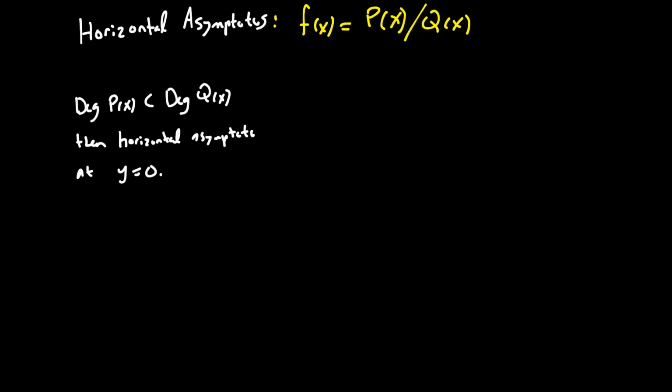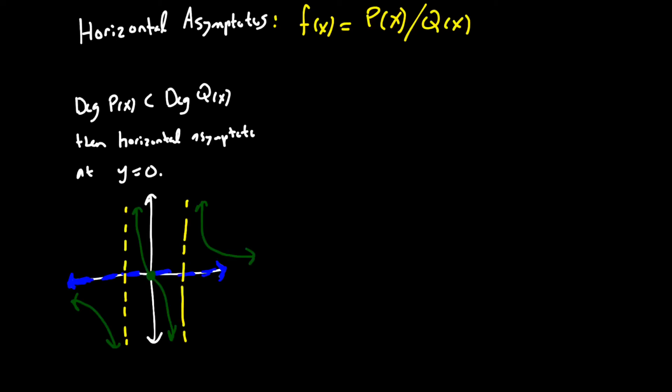An example of a horizontal asymptote at y is equal to 0 can be seen below. Note quickly that the graph of a rational function is allowed to pass through a horizontal asymptote, but it's not allowed to pass through a vertical asymptote.